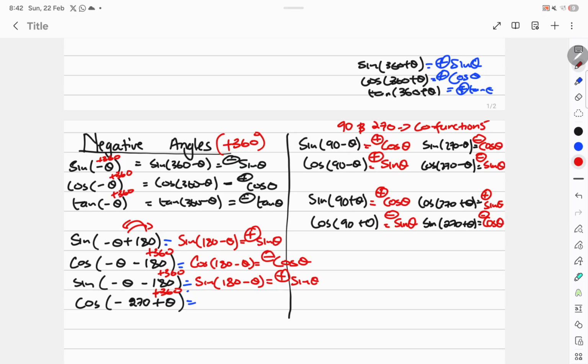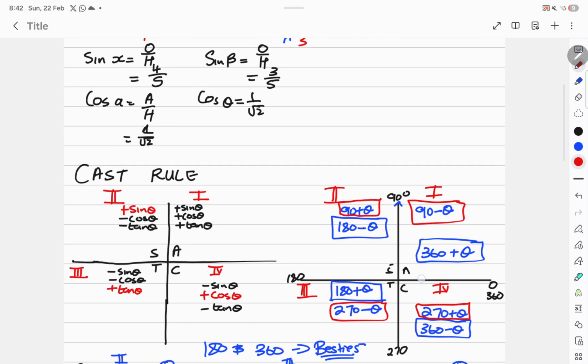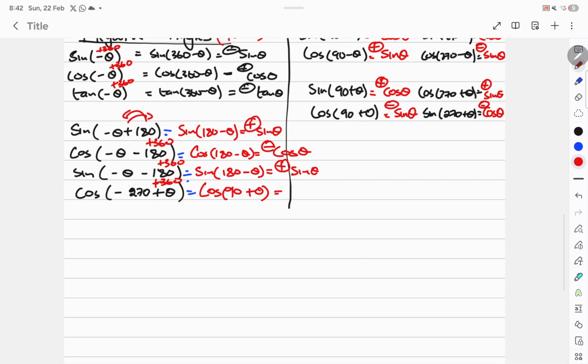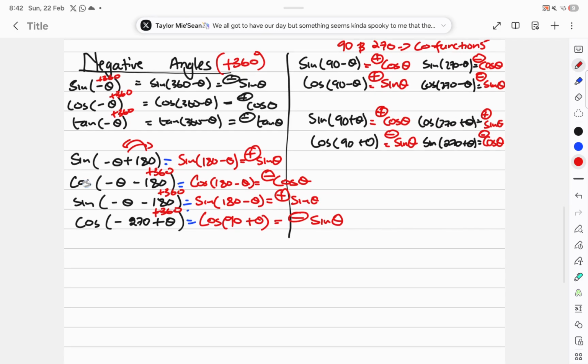And minus 270 plus 360, I think it's 90. Yes, it's 90. So this is going to be the cos of 90 plus theta. 90 plus theta is which quadrant? It is the second. How is cos there? It's negative, but it's a cofunction. It will change to sine. I will clear and say, so these are your negative angles.